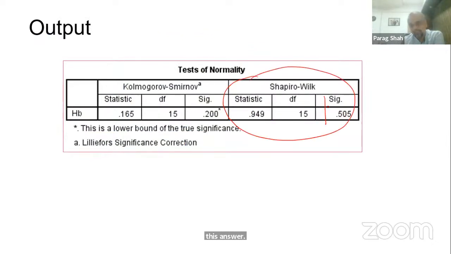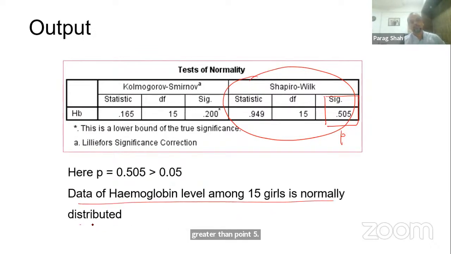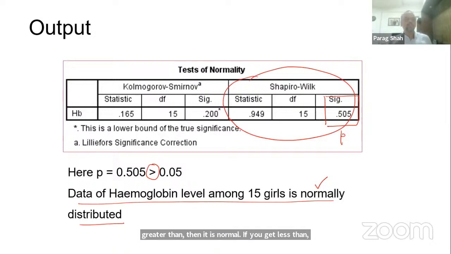We'll only check the significance. Significance means the p-value. So p is 0.505, greater than 0.05. And so the data is normally distributed. Whenever it is greater than, then it is normal. If you get less than, then it is not normal. So here the data is normal.